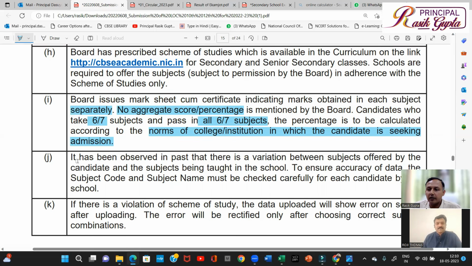So it is the prerogative of the school where you are seeking admission, not of the school from where you have passed out. It is clear by CBSE. And this becomes even more important. Like I would like to cite my own school's example over here.